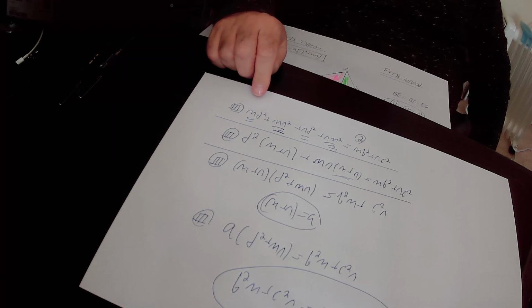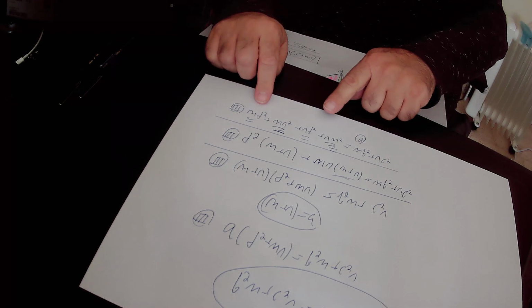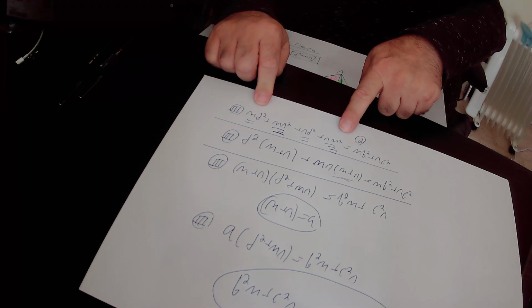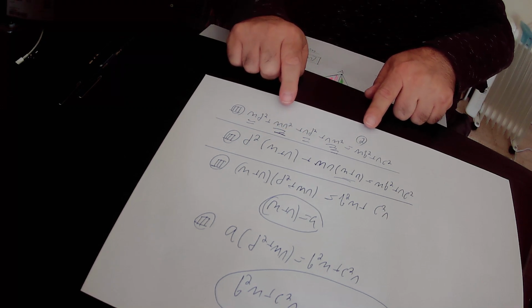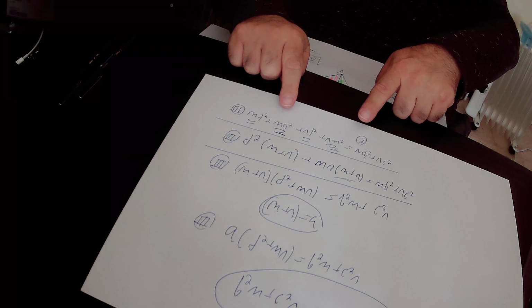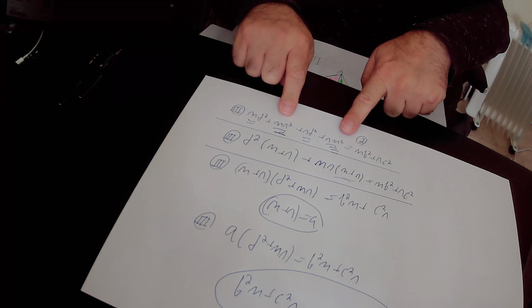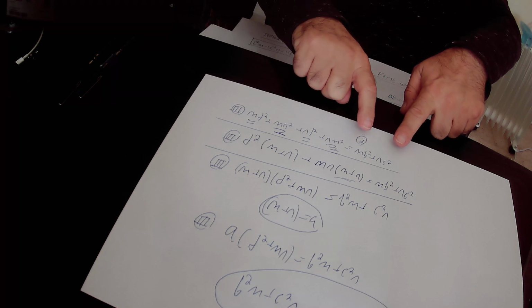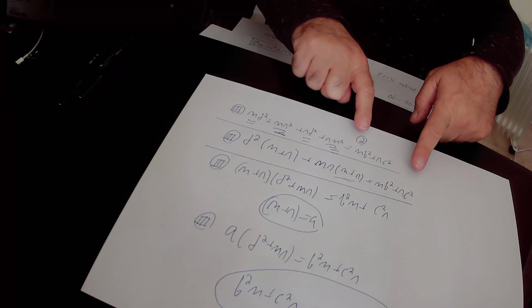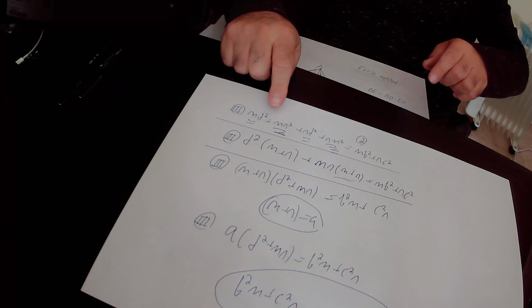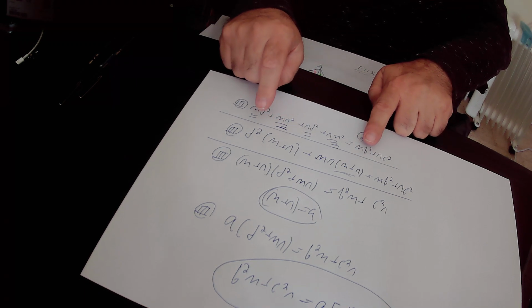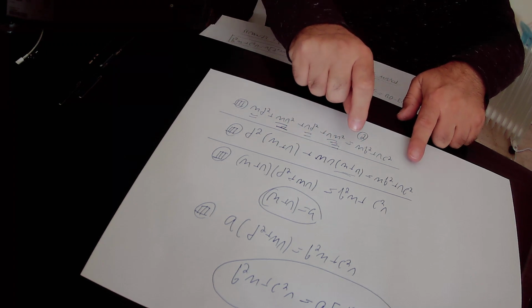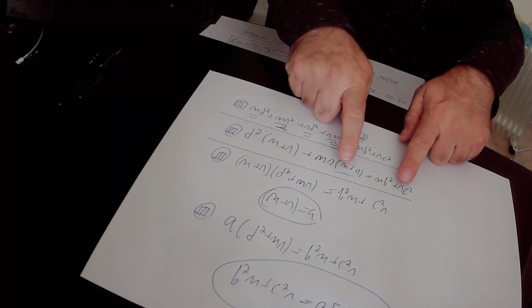In the next step we took out D squared as a common factor from those two expressions. So inside the brackets we have M plus N. Then we took out MN as a common factor out of those two expressions. So inside the brackets we are left with M plus N. In this side of the equation we are left with MB squared plus NC squared. Then we took out N plus M as a common factor out of those two expressions. So inside the brackets we have D squared plus MN, and it is equal to B squared M plus C squared N.